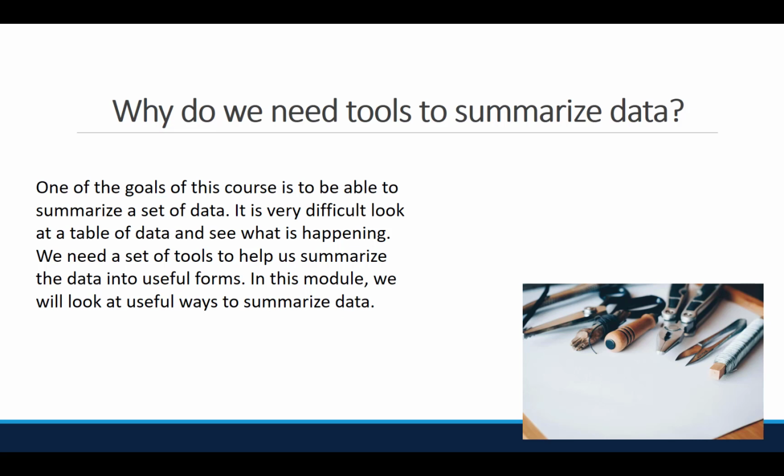One of the goals of this course is to be able to summarize a set of data. It's very difficult to look at a table of data to see what's happening. We need a set of tools to help us summarize the data into useful forms. In this module, we will look at ways to summarize data.